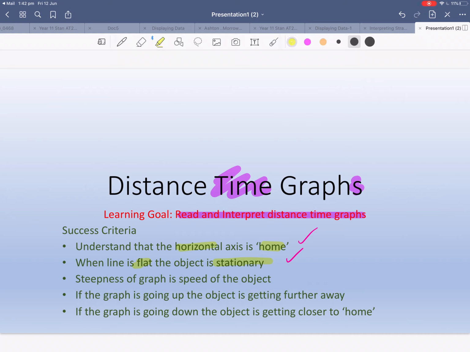Steepness is the speed of the graph. If the graph is going up, the object is getting further away. If the graph is going down, it's getting closer to home, so it's going this way. So hopefully we understand that by the end of this lesson.